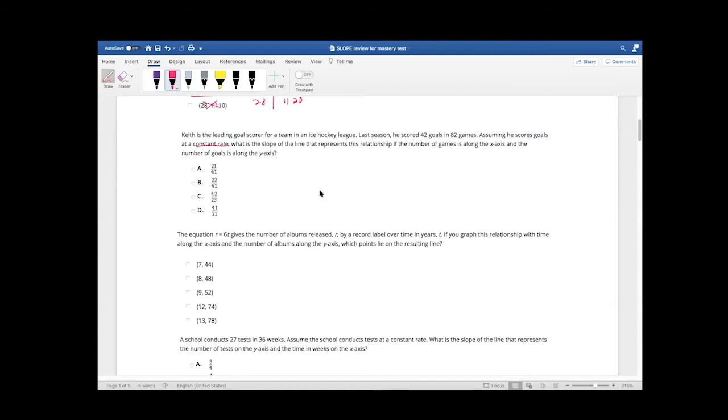So we can think of our goals compared to our games, goals per games. And again, that is our y over x there. So I'm going to take the number of goals, 42, and divide it by how many games, 82. And that's going to give me 0.512.